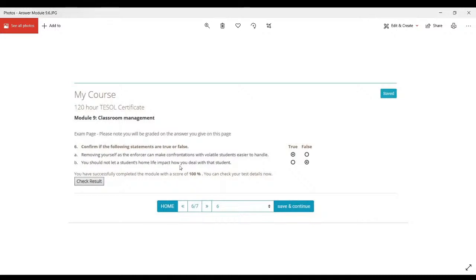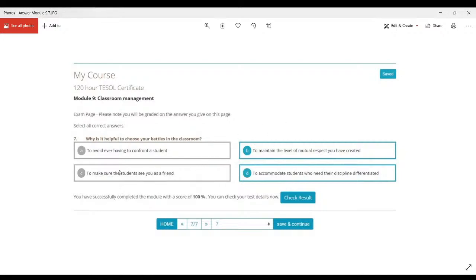Number 6, confirm if the following statements are true or false. Removing yourself as the enforcer can make confrontations with volatile students easier to handle. That's true. Okay? So the enforcer is the rule that both of you, the teacher and the student, set, right? And letter B, you should not let a student's home life impact how you deal with the student. That is definitely false. Remember what we discussed earlier, the student will be more afraid to misbehave when he knows that we are going to involve his parents, and we make sure that his parents will be informed of his misbehavior. Okay, save and continue.